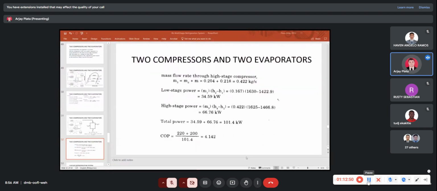Okay, so let us have a more detailed discussion next meeting on flash gas and intercooler. Today we just discussed the concepts. So let us continue next meeting.